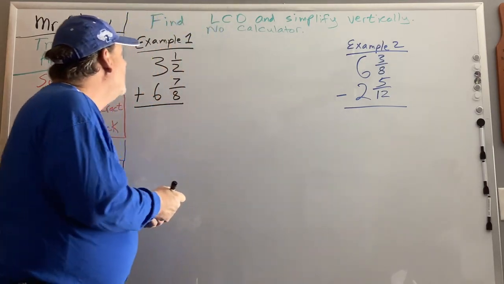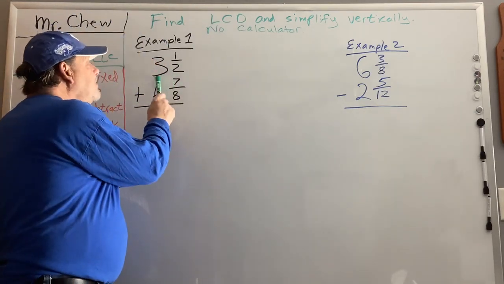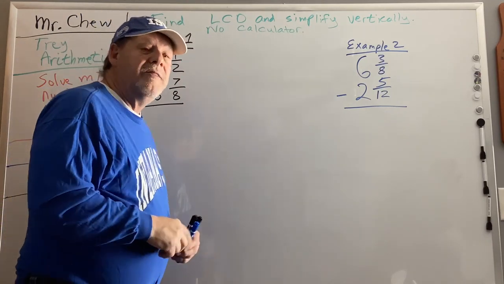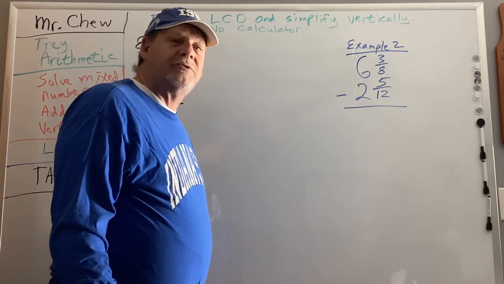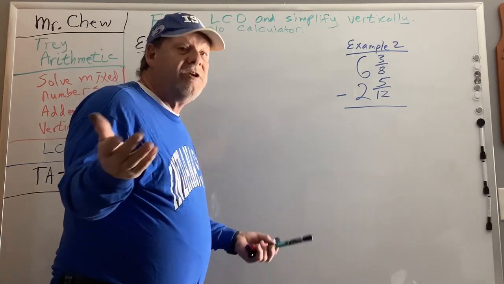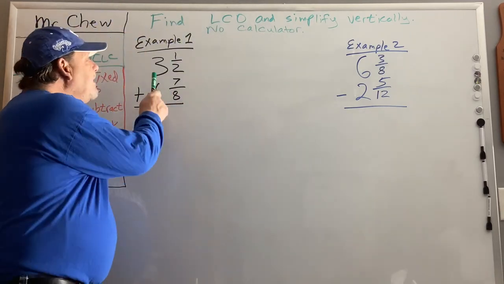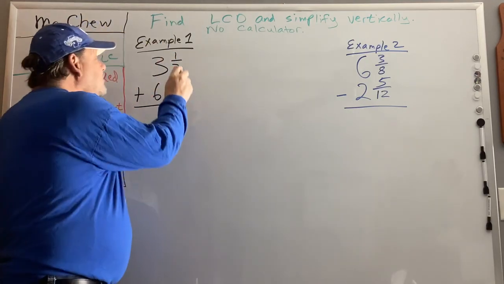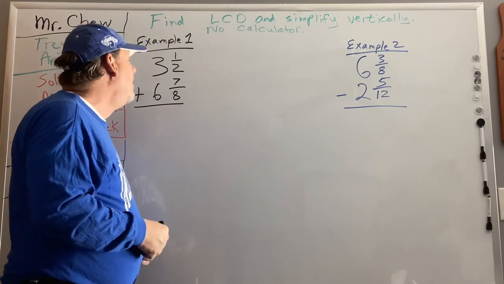All right, so earlier videos, we changed these to improper fractions. And I had two students that sent me messages saying, hey, why don't you just leave those whole numbers? And I hadn't yet shown you how to do that, so now I'm going to. So we can leave the 3 and the 6 as whole numbers and just deal with the 1/2 and the 7/8 and still get the right answer.